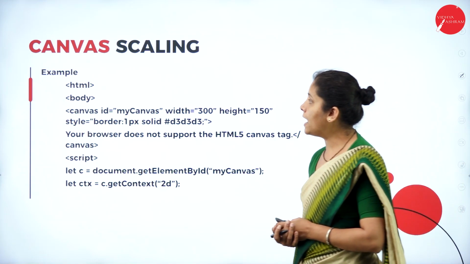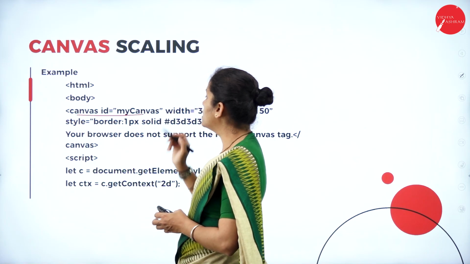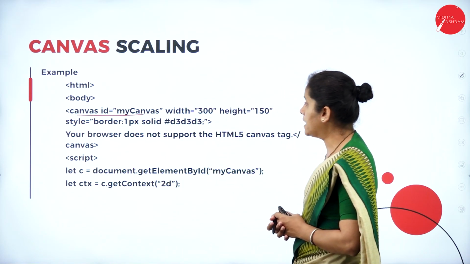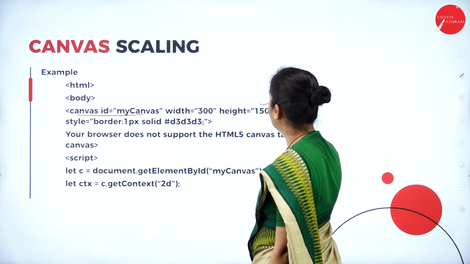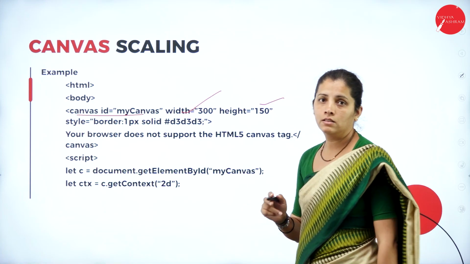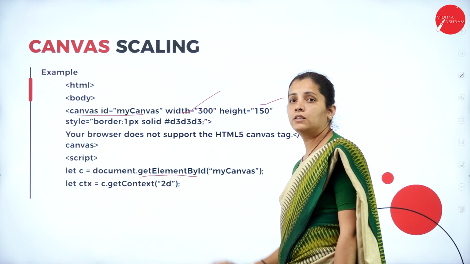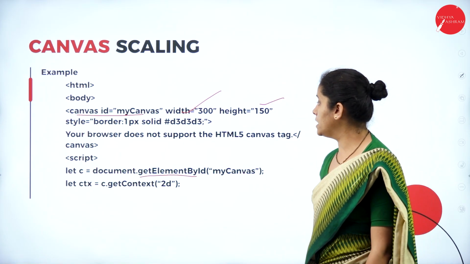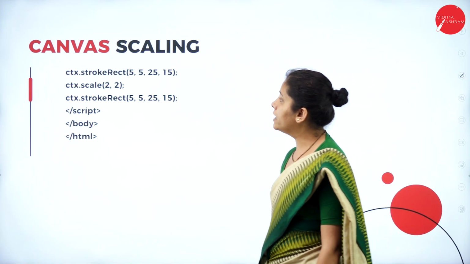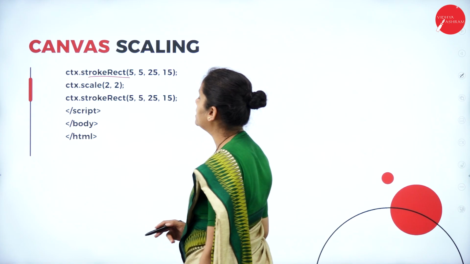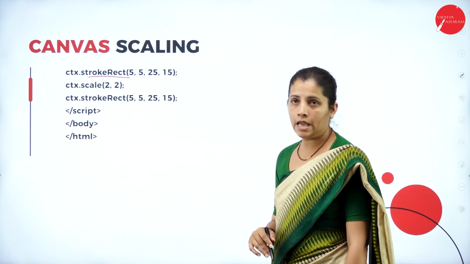Now dear student, I have a small program. See here, I have a canvas with the ID my canvas. The height of the canvas is 150 and the width is 300. Now, how do I receive the canvas ID? That is through getElementById. Now I have a strokeRect, which takes four parameters, and then I call the method scale.